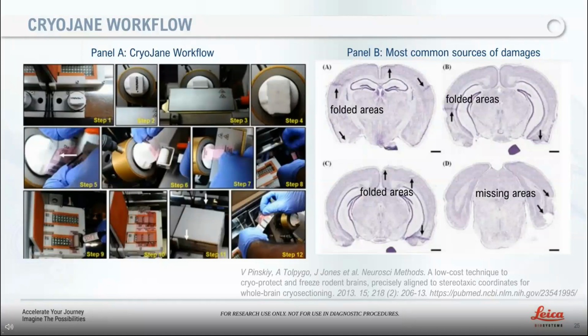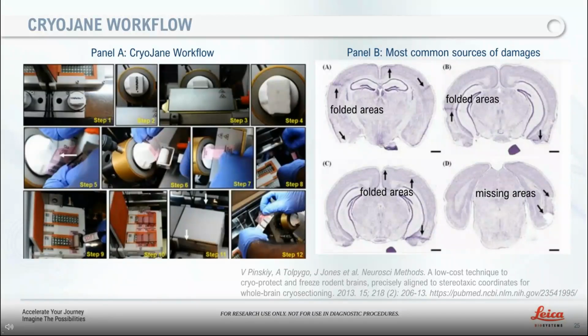On panel B, from the Allen Atlas, there are the most common sources of damage, such as folded areas, those solid black arrows in A, B, and C, torn sections, arrowheads as in C, and sections with missing areas, dotted arrows in D. Those common damages can be corrected by the use of this transfer tape technique. The use of the CryoJane can help decrease tissue damage due to section collection.